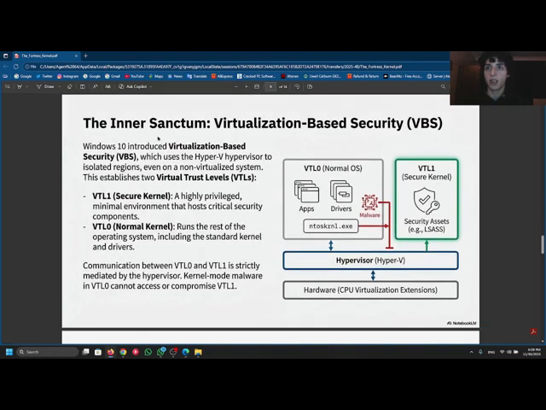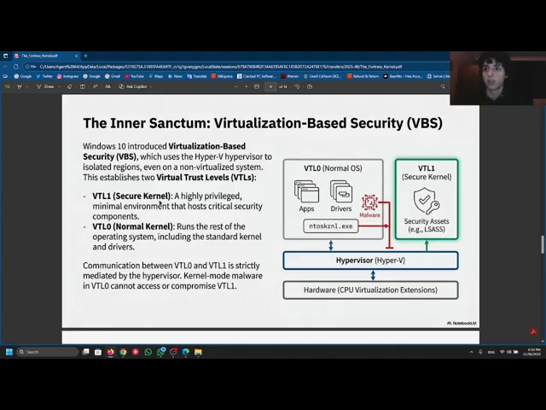Okay, the inner sanctum, VBS, virtualization-based security. Windows 10 introduced virtualization-based security, VBS, which uses the Hyper-V hypervisor to isolate memory regions, even on a non-virtualized system. This establishes two virtual trust levels, VTL1 and VTL0.